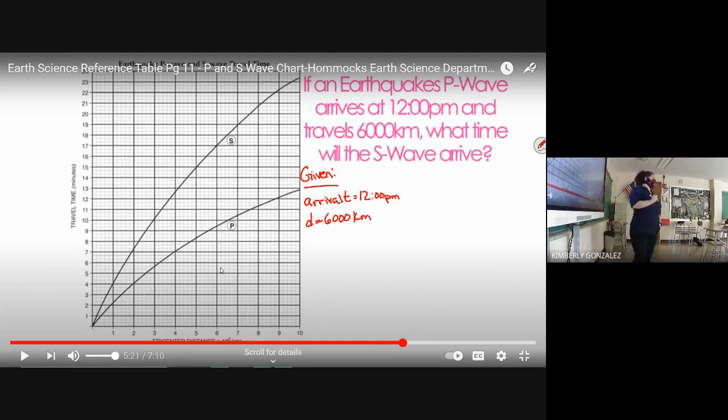What else are you given? Where it says 12 p.m., I put in parentheses P-wave. That's good too, the fact that this is specifically for the P wave. What else are you given in this question? What's important? It wants you to find the arrival time, specifically for the S wave. So that means this is going to be more complicated than what we've done so far.